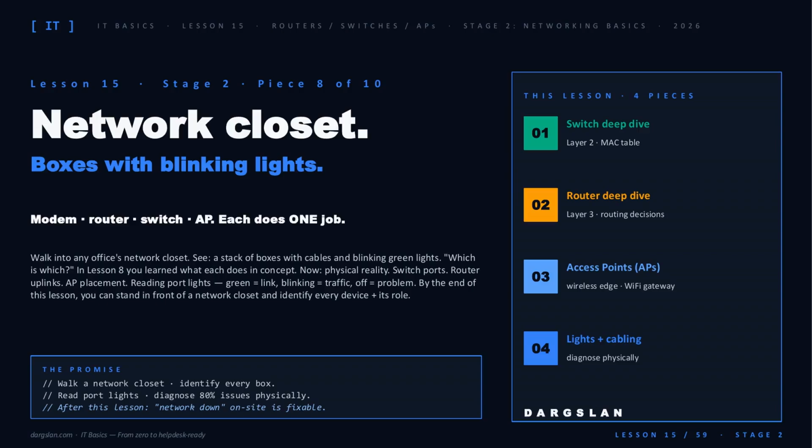Welcome to Lesson 15, the moment we stop talking about networks in the abstract and walk straight into the closet. You already know from Lesson 8 what a modem, router, switch, and access point do in concept. Now we're putting hands on the hardware. Each box does one job. And by the end of this lesson, you'll stand in front of any rack and name every device, its role, and whether those blinking green lights mean healthy or broken.